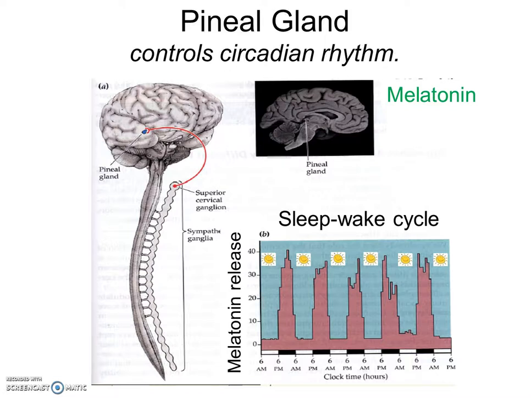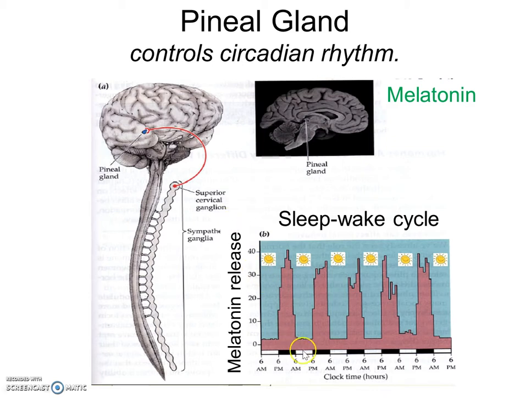Our next gland is the pineal gland. And we've actually already discussed what the pineal gland does because it controls circadian rhythm. So you might remember that the pineal gland is located in the epithalamus, which is located here in the back of the diencephalon, which is in the center of your brain.